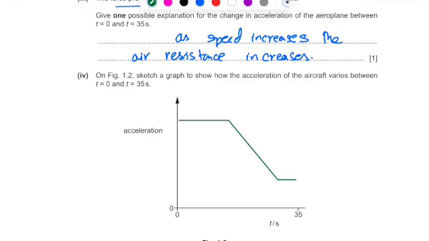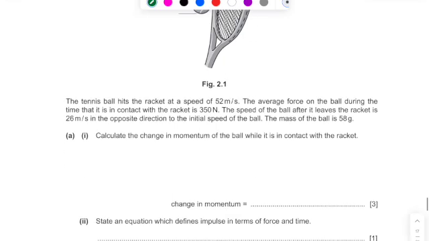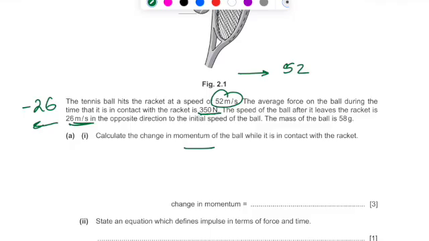Now we are left with 3 more questions. Question number 10 also we can complete now. A tennis ball hits the racket with a speed of 52 meters per second. The average force during the time it is in contact with the racket is 350, and it leaves the racket with 26. So it is hitting with plus 52, going back with minus 26. Remember that you should change the signs. Calculate the change in the momentum. So m times (v minus u).